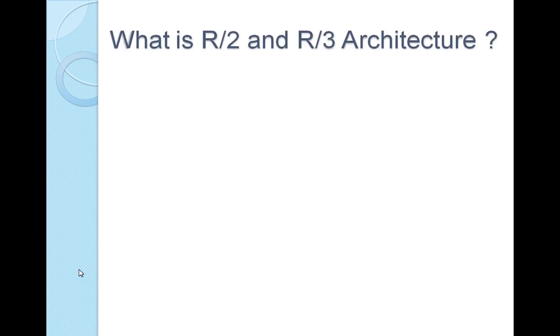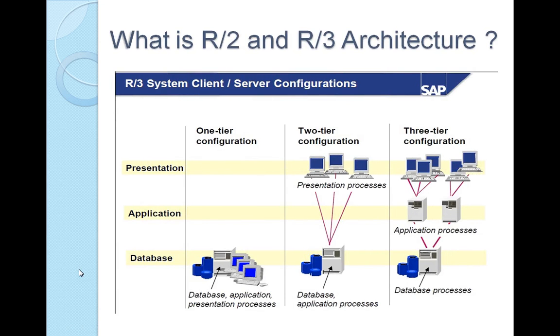What is two-tier and what is three-tier architecture? What is R2 and what is R3 architecture? Generally SAP will have three layers: database layer, application layer, and presentation layer. Database is normally referred to as your database. It may be Oracle, MS SQL, MaxDB or DB2, like that. All transactions, all your business data is going to be stored in the database, which the SAP application will use in the background. It is a backend application. Database is your backend, and the application layer is your SAP application.